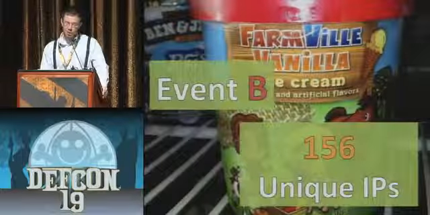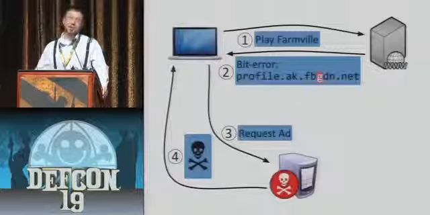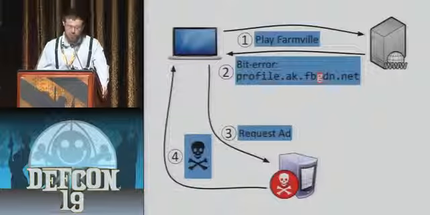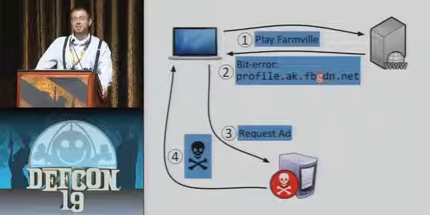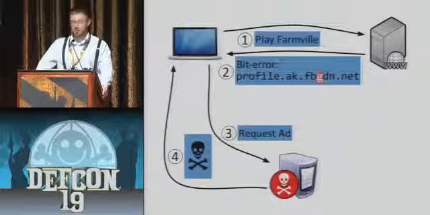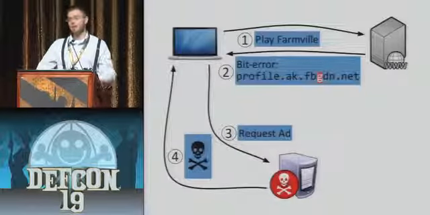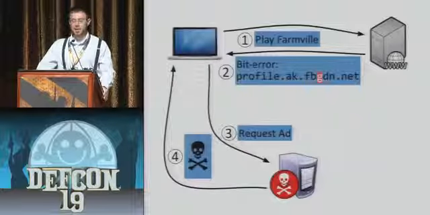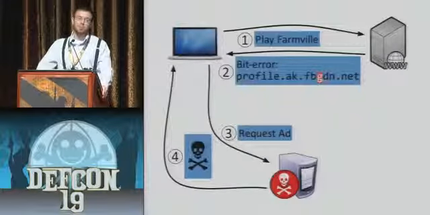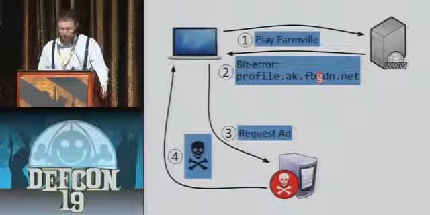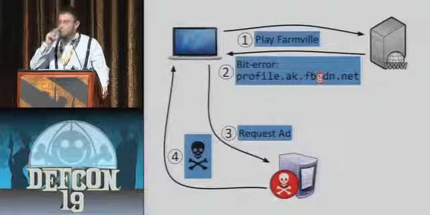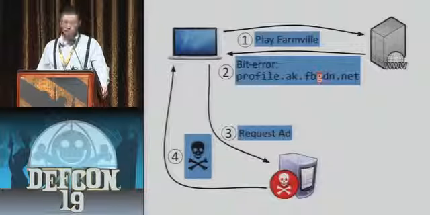The reasoning behind it was pretty much the same, except the bit error here was different. You would play Farmville, and a bit error changes fbcdn.net to fbgdn.net. Once again, this bit error gets cached somewhere in the Farmville cache and gets served up to 130 different people who request ads from me. And of course, you don't have to send them ads. I chose to send 404s, but there's no reason somebody malicious couldn't send them some choice JavaScript. And that's it for event B.